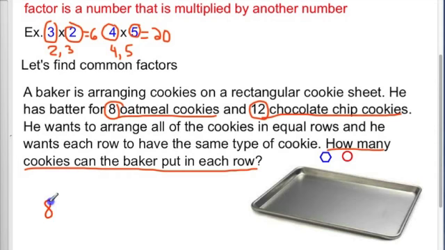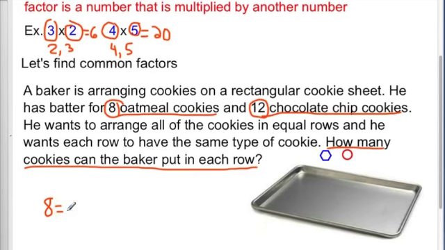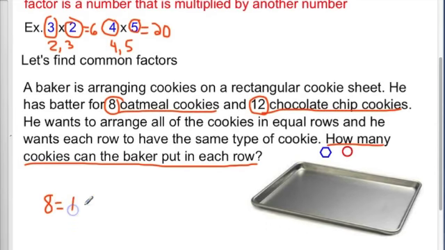So I'm going to start with the 8 oatmeal cookies. And when I'm looking for factors, I'm simply going to find all the numbers that multiply to get 8. 1 times 8 gives me 8. And 2 times 4 gives me 8. And I'm going to look at 3. There's not anything times 3. And I go to 4 again, 4 times 2. But I already have the factors 4 and 2 listed here, so I don't need to list them again.